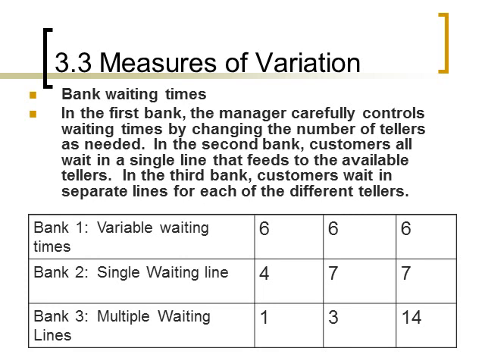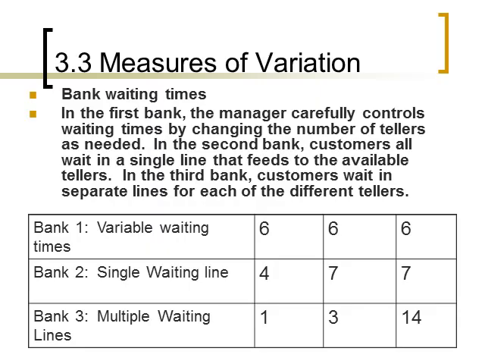One situation that is a good way to describe variation is found in the front of your Lesson 3.3 in the textbook, and it talks about bank waiting times. In this situation, at the first bank, a manager controls the waiting times by the customers by changing the number of tellers as needed. At another bank, customers wait in a single line that feeds to the available tellers. And then in the third bank, customers wait in separate lines for each of the different tellers. And what they did is they recorded the wait times by the three customers.